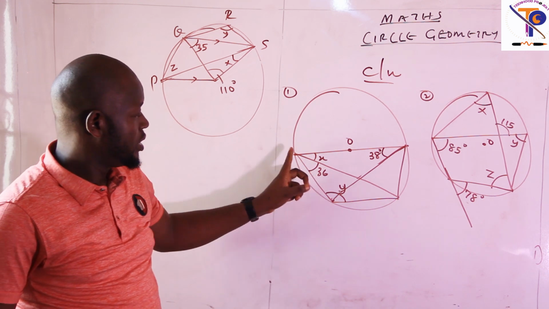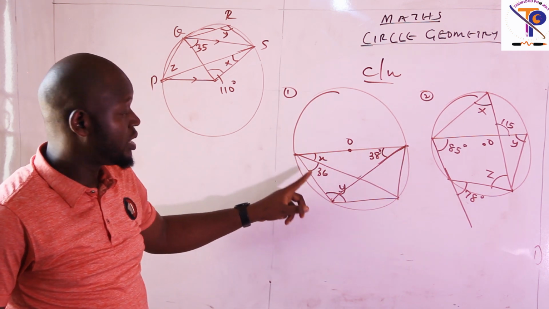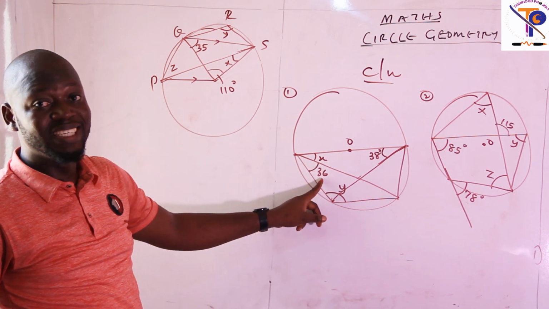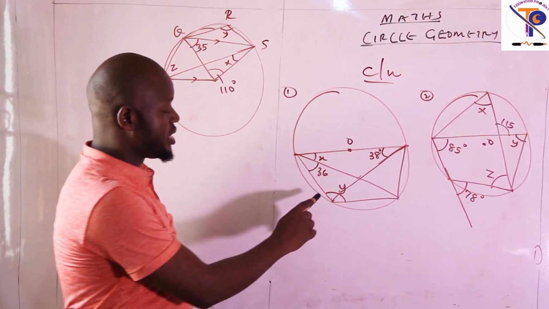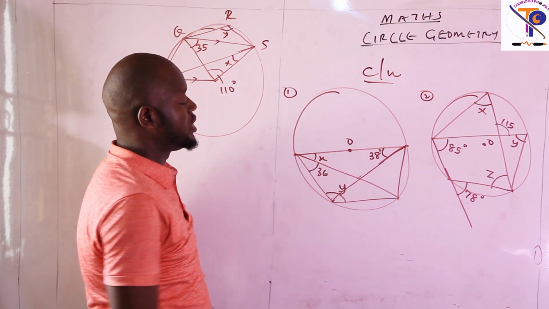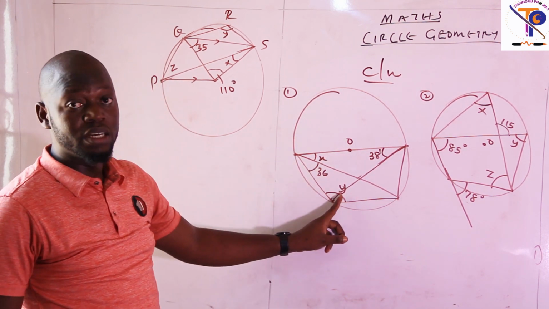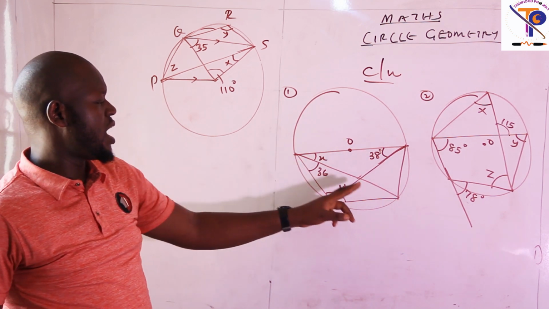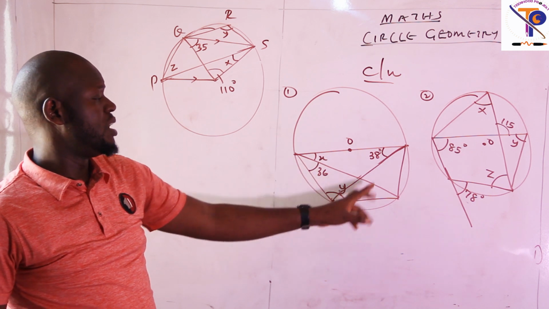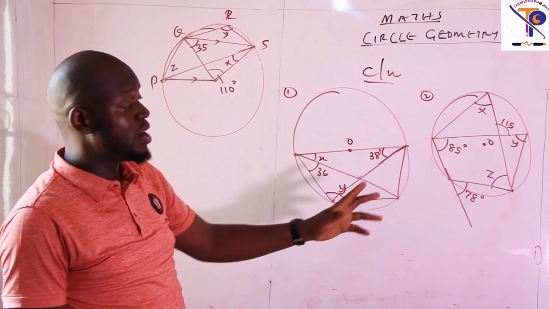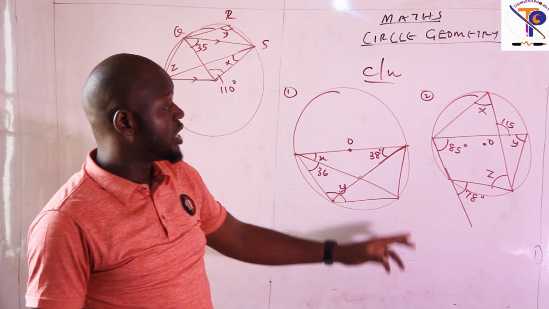Number one, I have a diameter. You can see the diameter. I'm just showing you the diameter. I have x here, 36 degrees here. Then everything here is y, and everything here and here alone is 38. So we are solving for x and y. You can see theorem, diameter is there. I have same segment here, same segment here. You're fine. Then cyclic quadrilateral is there. Play around those theorems, you'll get your answer.